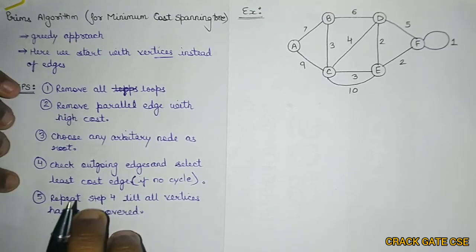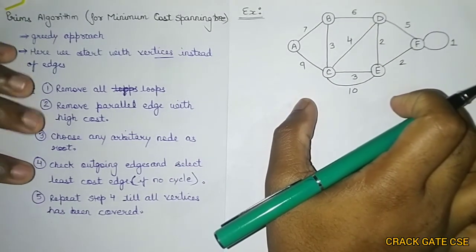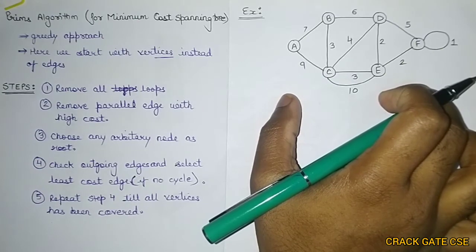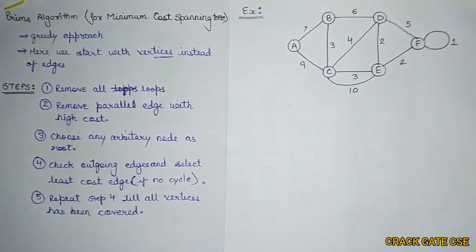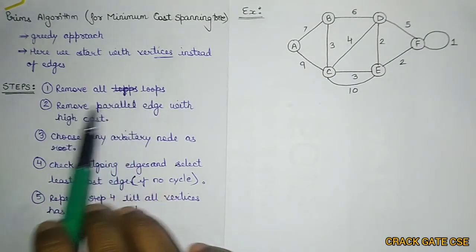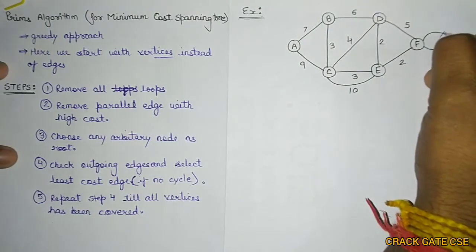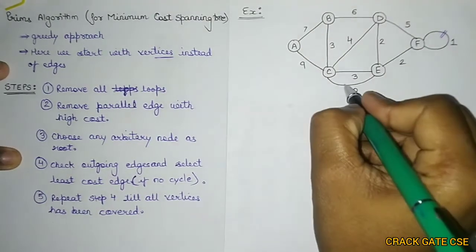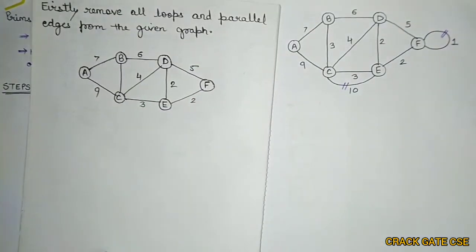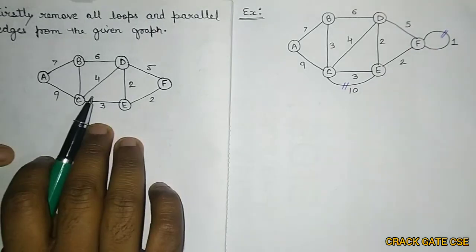Now let's try to understand this with the help of this example. This is the graph given, and in this graph we have to find out the minimum cost spanning tree using Prim's algorithm. First of all, we have to remove all the loops, and we have to remove parallel edges with high cost. So I have to remove this particular loop and this edge with high cost. After removing, I got this graph.